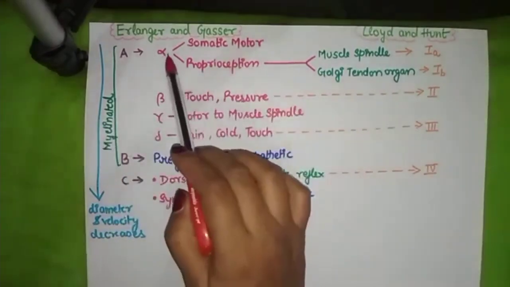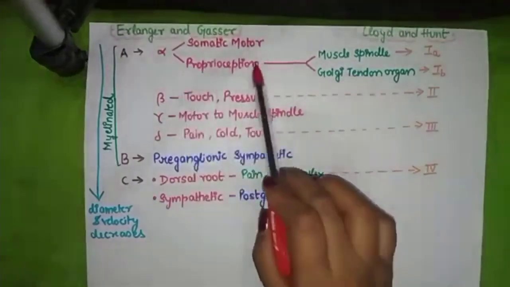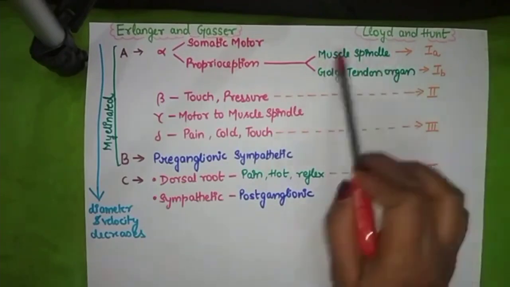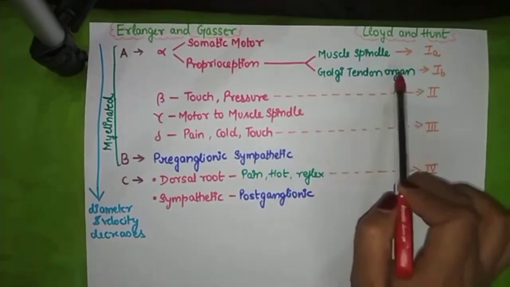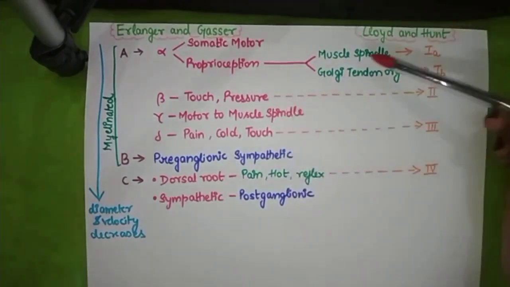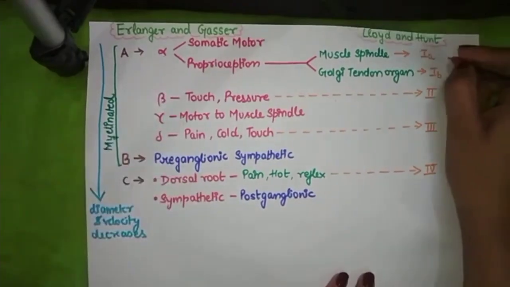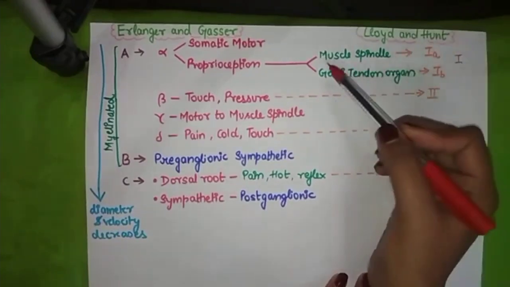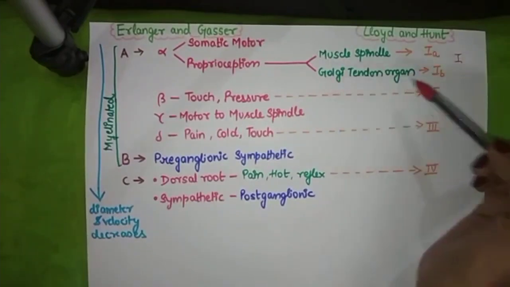So in A alpha we'll be having somatic motor and proprioception. Proprioception, we have innervation for muscle spindle and Golgi tendon organ. As we discussed, muscle spindle is responsible for sensing the length of muscle, and Golgi tendon organ is responsible for sensing tension in the muscle. So we'll be naming them 1A and 1B in Lloyd and Hunt classification. So A alpha is the first in Lloyd and Hunt classification, and 1A will be where the innervation is for muscle spindle, and 1B where the innervation is for Golgi tendon organ.